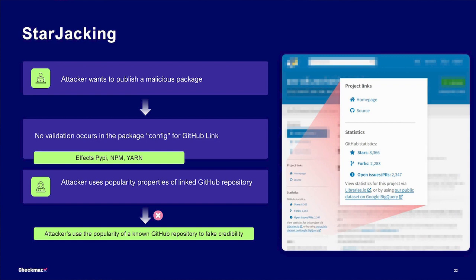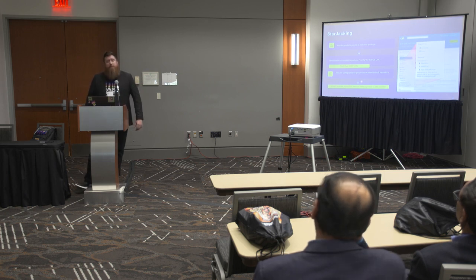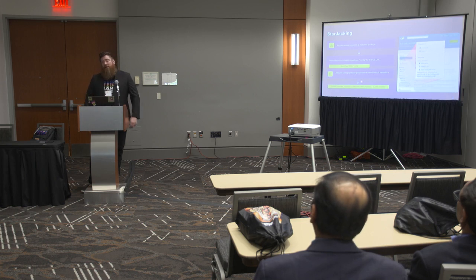Starjacking is basically, it affects PyPI, NPM, and Yarn, okay? It basically means when you're creating a package, there's a link that you could put to your GitHub repository. But it doesn't check to make sure that what you have in your package is the same thing as that. So what you could do is you could create malicious content and then link to somebody else's GitHub repository, and it looks like you're getting all their stars, all their forks, all of their open issues and PRs. So it looks like you've been around maybe a little bit longer because of that popularity.